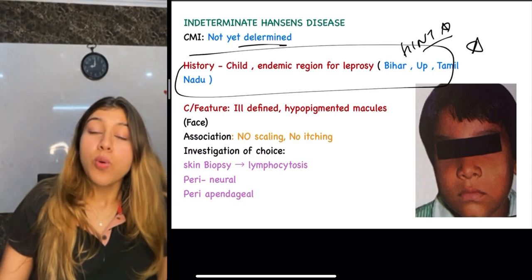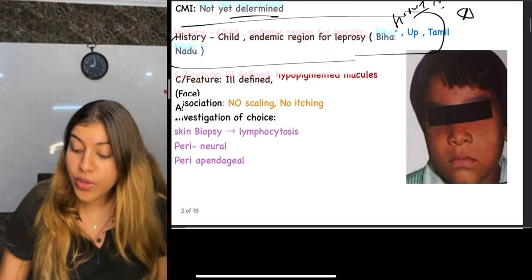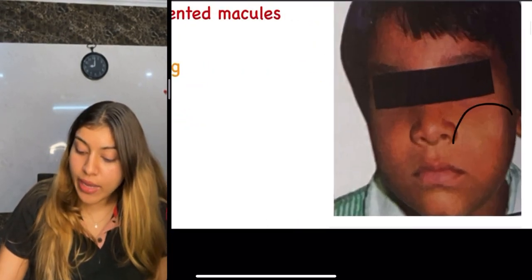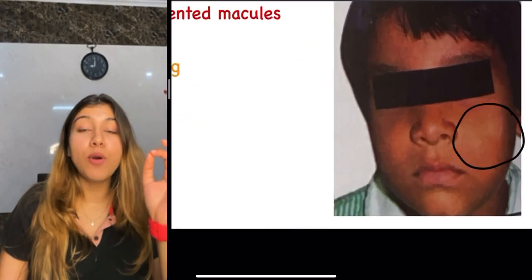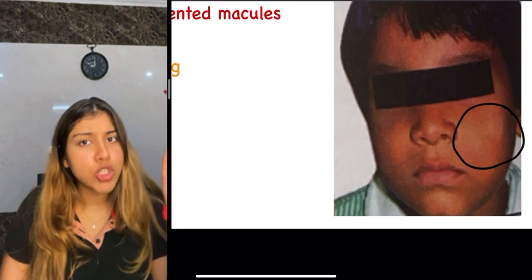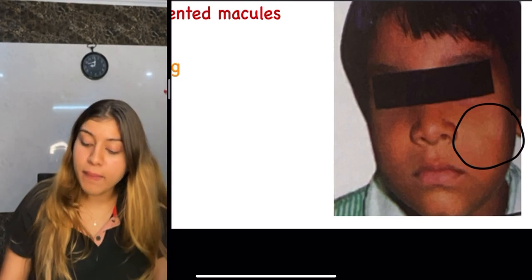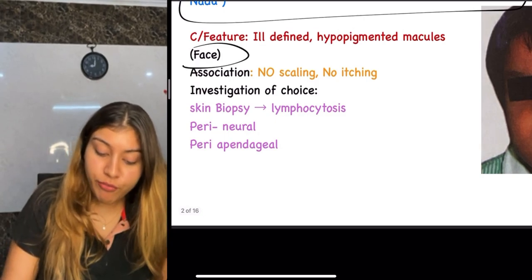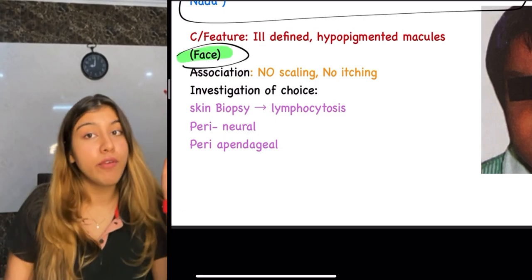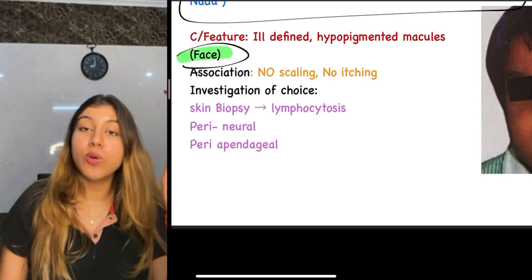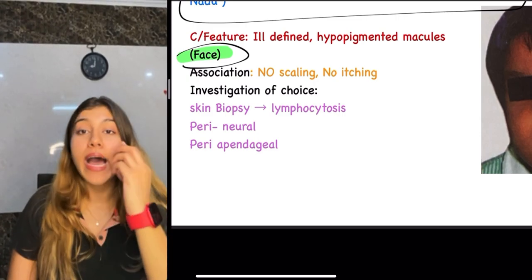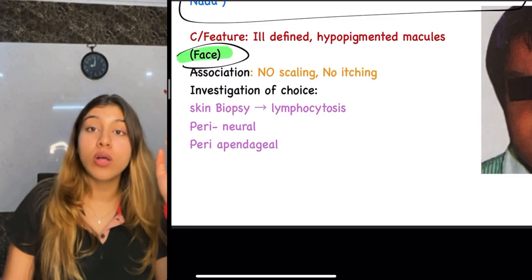So what is going to be the clinical feature? We're going to relate it with the image over here. It is going to be an ill-defined hypopigmented macule present, I hope you can see this. That means it is going to be a lighter shade than that of your normal skin. And what is the site? The site is going to be the face. So there'll be a child from Bihar, UP or Tamil Nadu who will come with an ill-defined hypopigmented macule on the face.